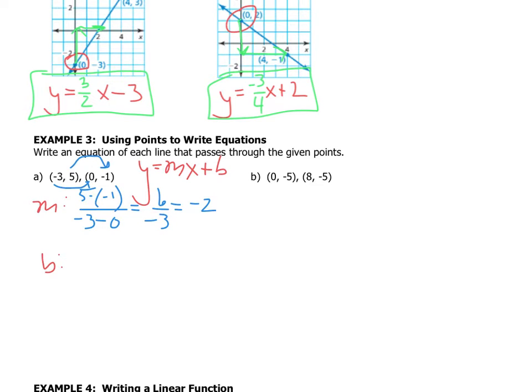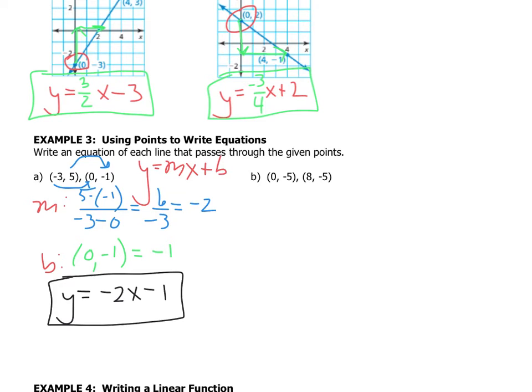Then for my y-intercept, or my b, it's the ordered pair that starts with a 0, so 0, -1. That tells me that my y-intercept is at -1. And once I have those two pieces, we just plug it in. y equals mx plus b. So there would be my equation. So here, try the second one and check back in with me. Pause the video, try it, and then I'll show you the answer in a sec.